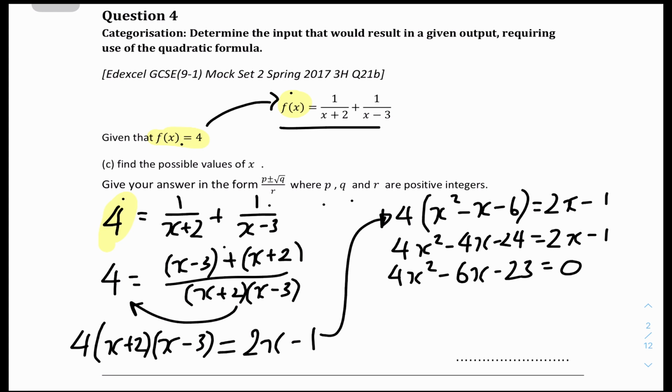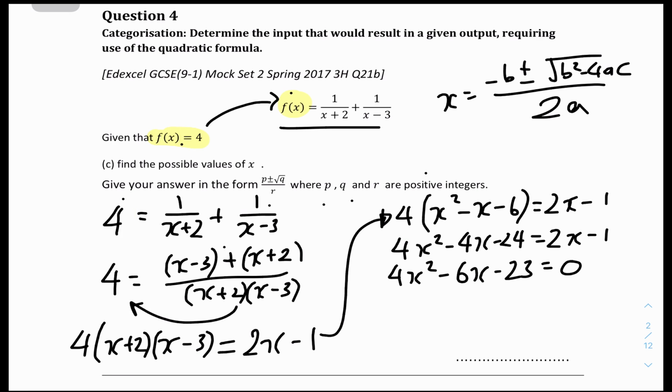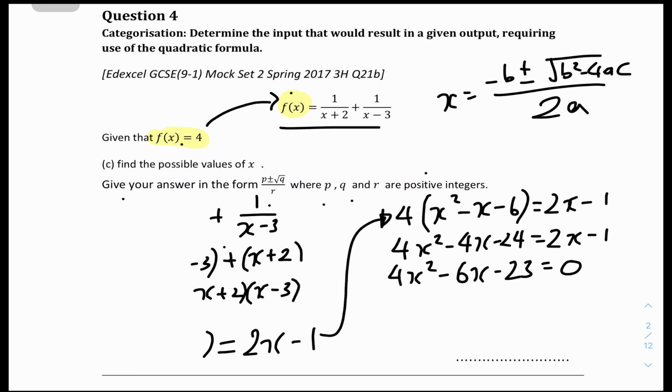We have to use the quadratic formula, which is x equals minus b plus or minus the square root of b squared minus 4ac, over 2a. So now we have to substitute some values into the quadratic formula. Let me just wrap this left hand side up like this.